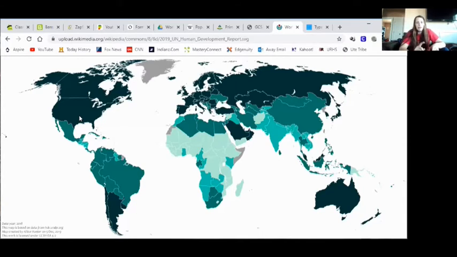So that's what this is about. I know this could be under a quiz, but it has nothing to do with military power. That does not impact the human development index here, okay?